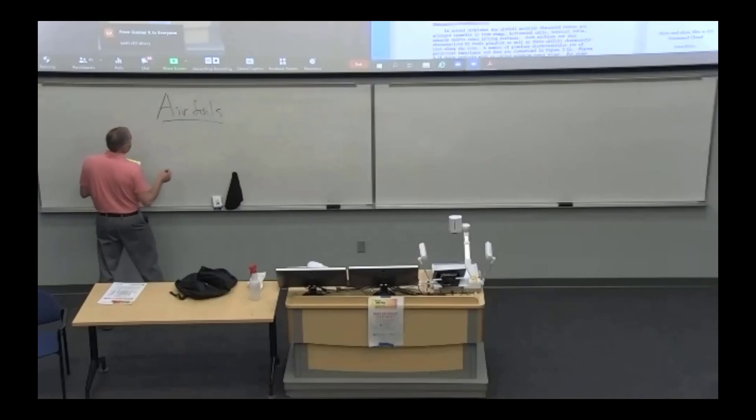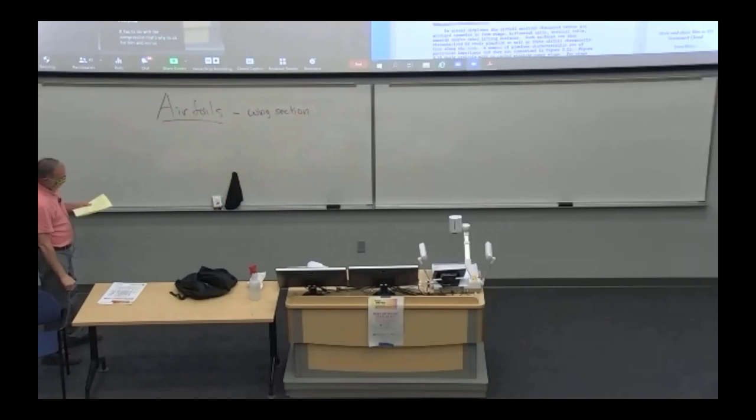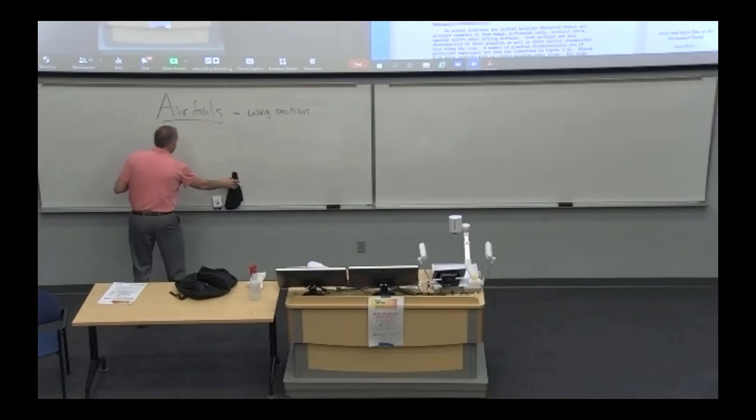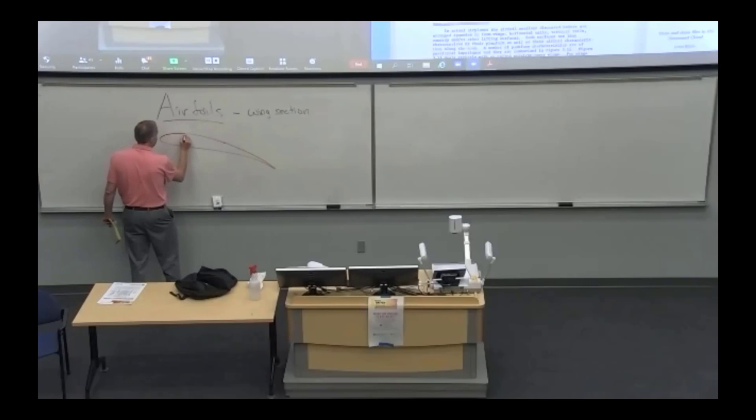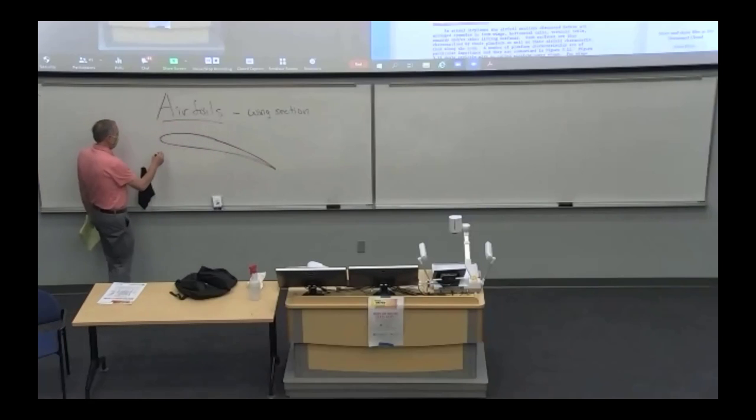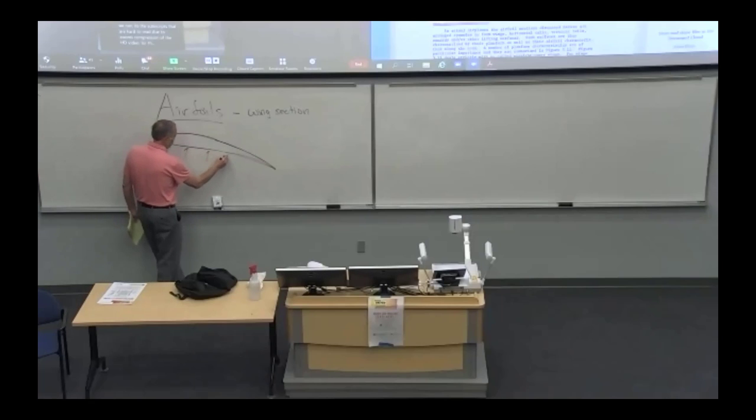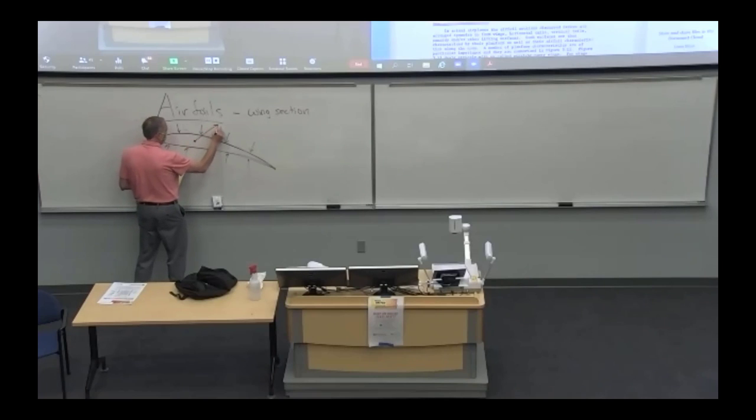So an airfoil is a wing section. A wing section at an angle of attack produces a net pressure distribution. So there's pressures. So it's a distributed load all over the airfoil. And so we end up with, from statics, a net resultant aerodynamic force.